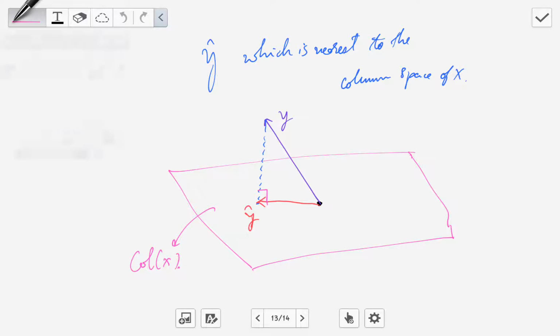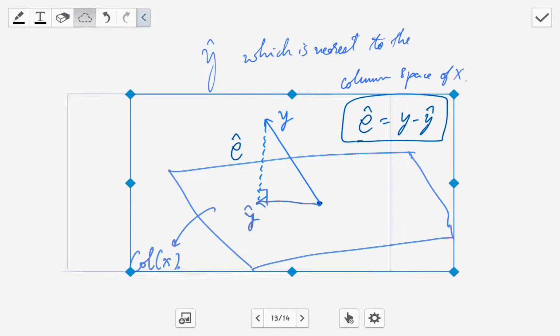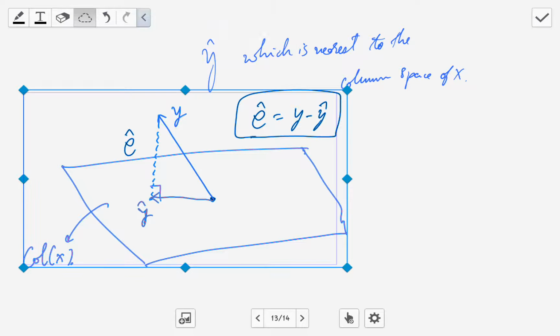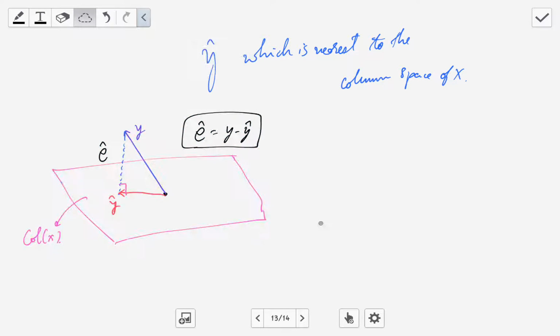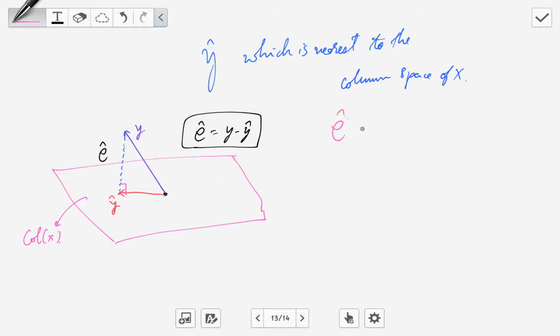So what is this error vector? This error vector is y minus y cap. Okay. Now what do you observe from this figure? That this error vector is perpendicular to the plane, or perpendicular to the column space of X. Column space. Fine. E cap is orthogonal to column space of X.